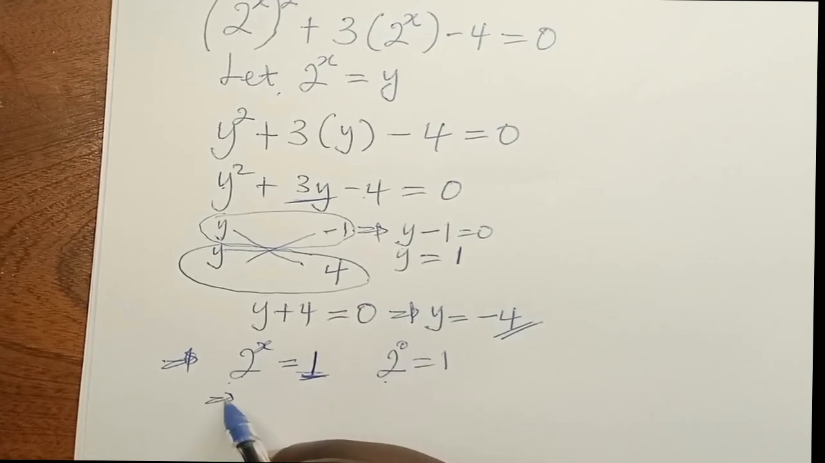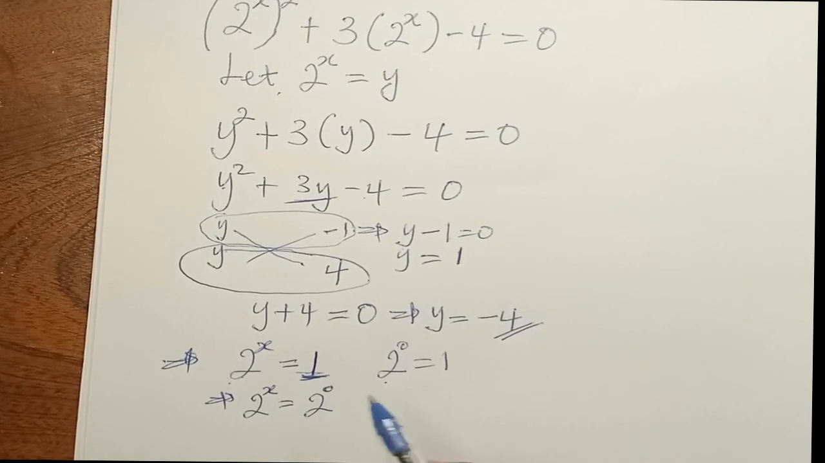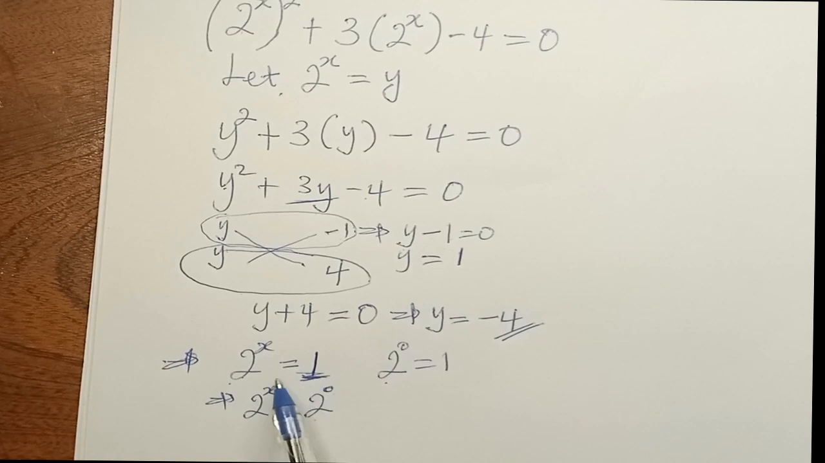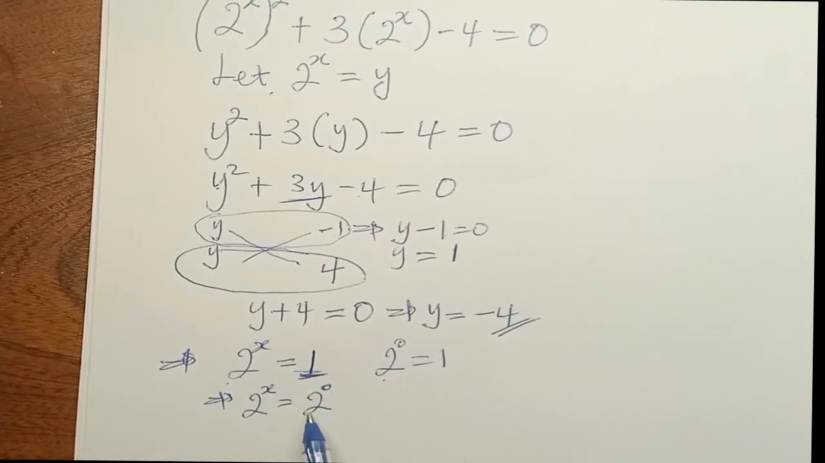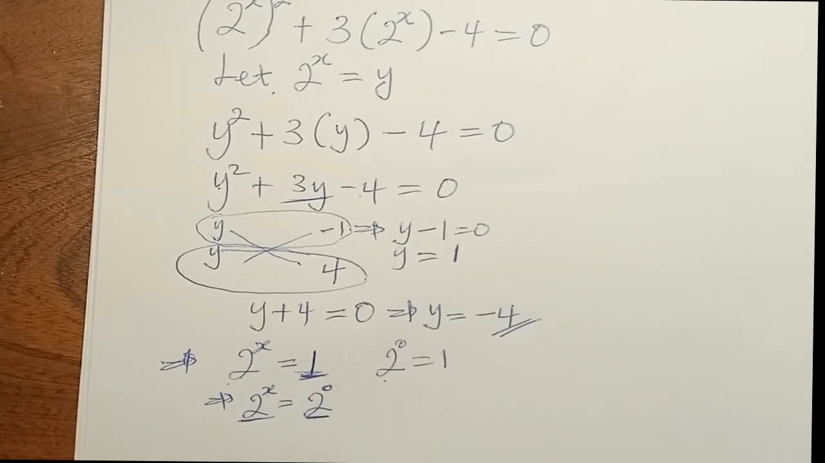Therefore, this expression is the same as 2 to the power x is equal to 2 raised to the power 0. Because 2 raised to the power 0 is the same as 1, since we already have 1 here. And since we know that 2 raised to the power 0 is the same as 1, as we have here, now we have the same base. We have 2 here, we have 2 here. Therefore, if the bases are the same, the powers must also be the same. If 2 is equal to 2, then x must be equal to 0.